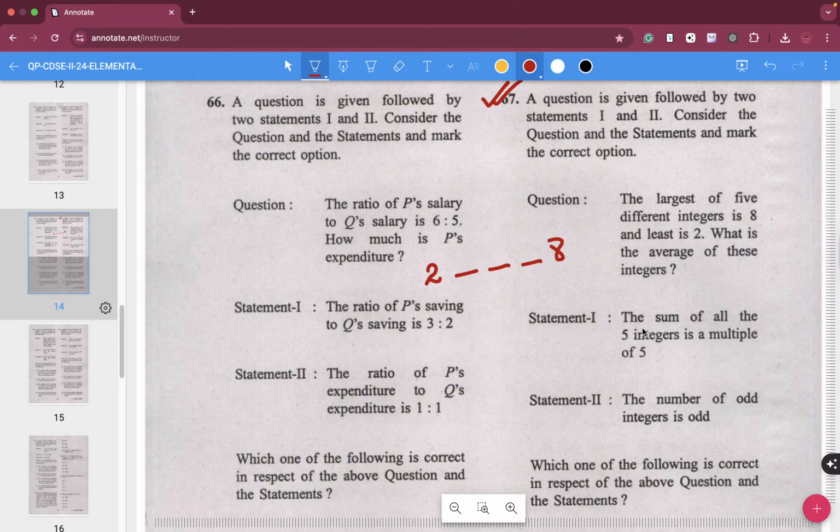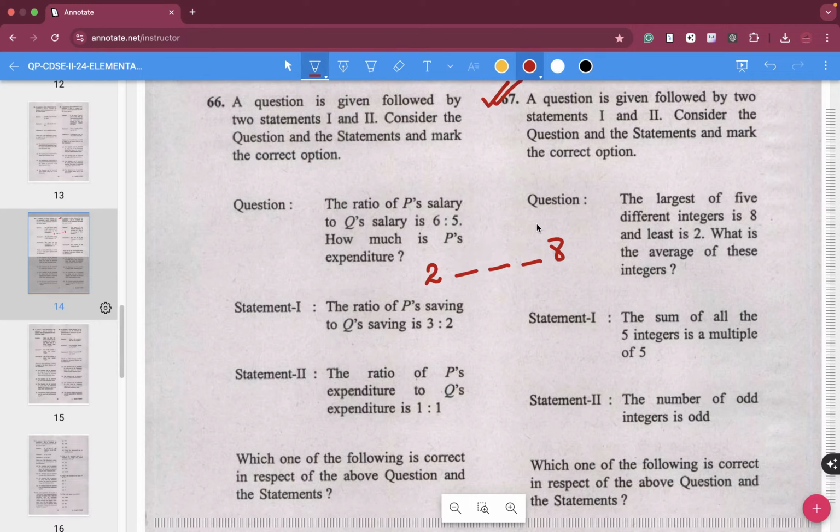The sum of all the 5 integers is a multiple of 5. The number of odd integers is odd. One thing is certain: these 3 numbers are between 2 and 8. So it could be 3, 4, 5. Is the sum of all a multiple of 5? 8 plus 2 is 10, plus 5 is 15, plus 4 is 19, plus 3 is 22. No, so these are not the numbers.